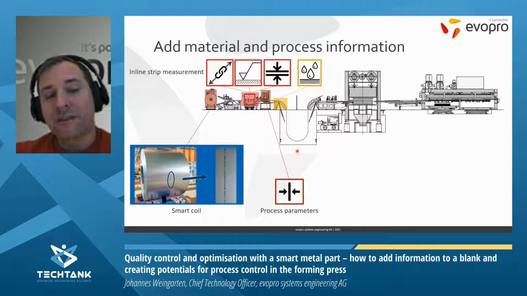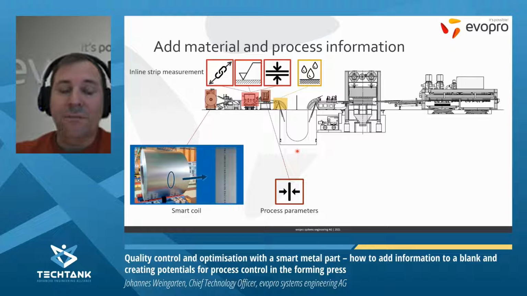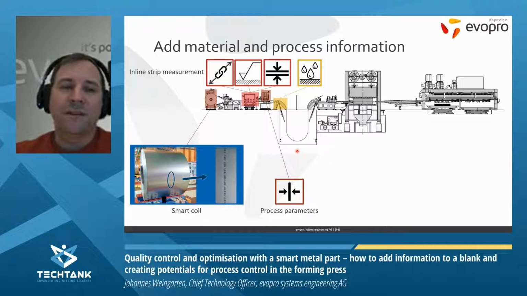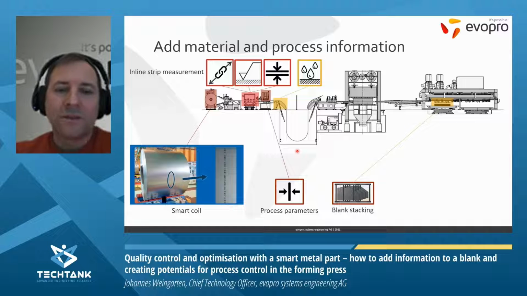Also, as described before, the process parameters are very interesting. If you have a weld seam, you want to know where the weld seam was in the strip. Another example is the leveling. If the operator is changing some parameters at the leveler, this could also be an interesting parameter for the later forming of the parts. And of course, as defined before, the blank stacking.